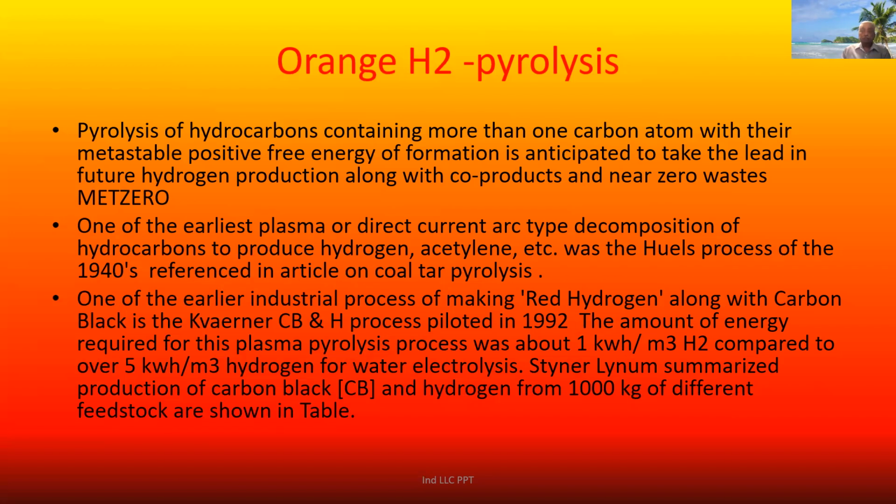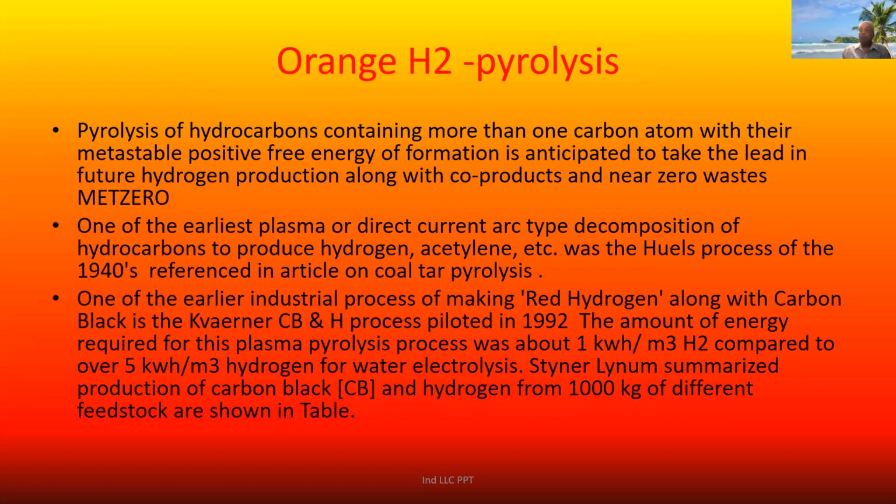Another earlier industrial process of making hydrogen along with carbon black is the carbon black and hydrogen process, which is also used to make turquoise or cyan hydrogen, and which was piloted in 1992. It was shown at that time it took only 20% of the energy required compared to water electrolysis in making a cubic meter or a kilogram of hydrogen.